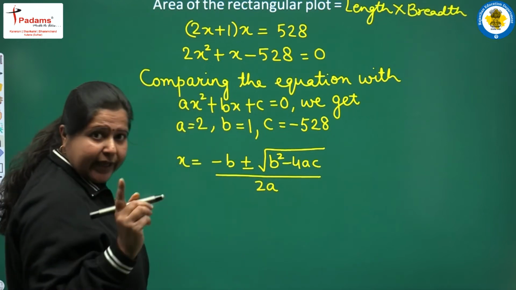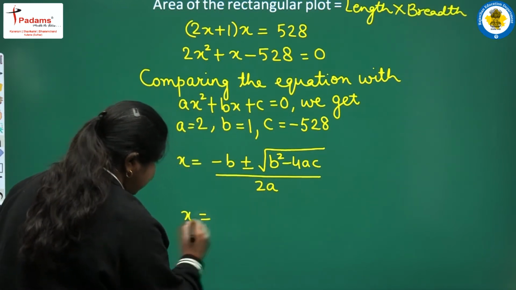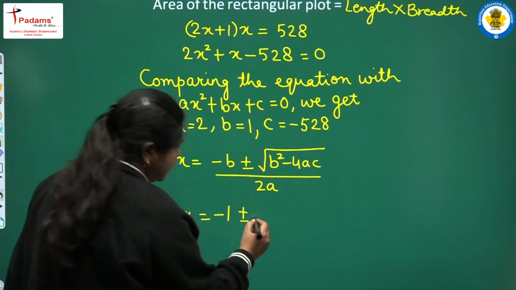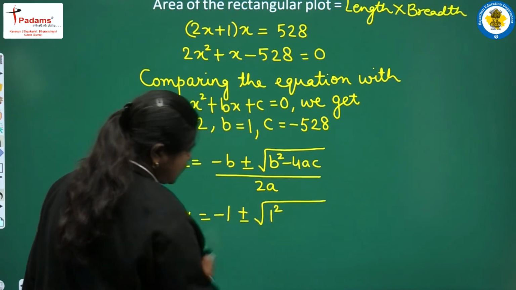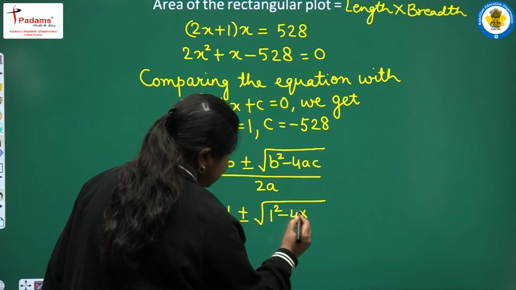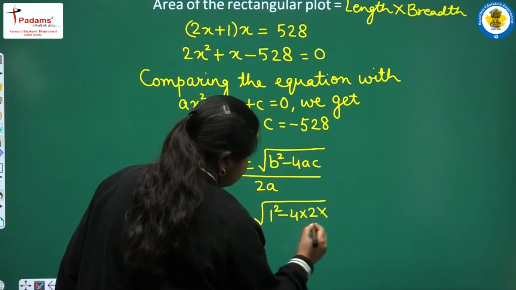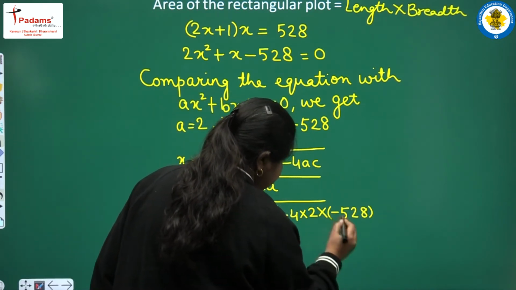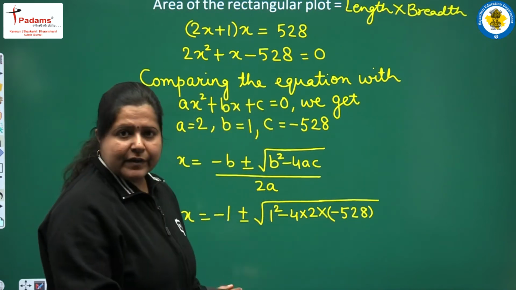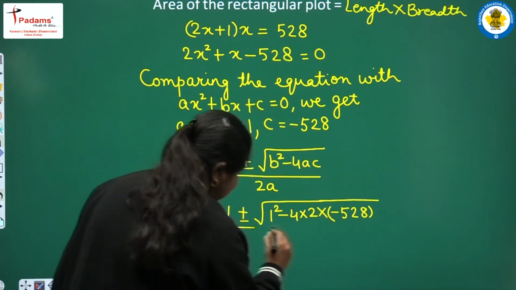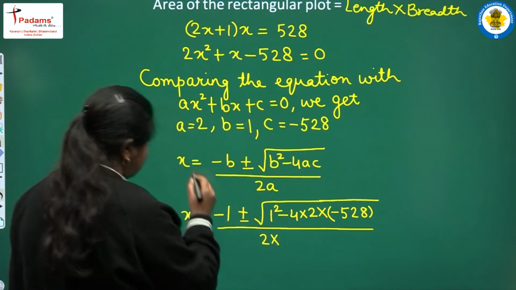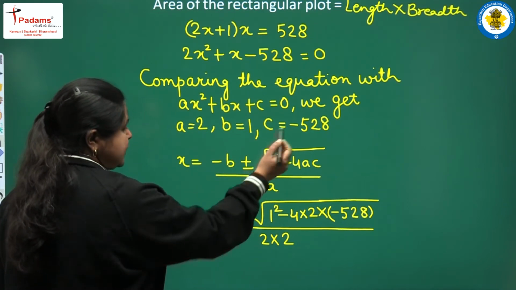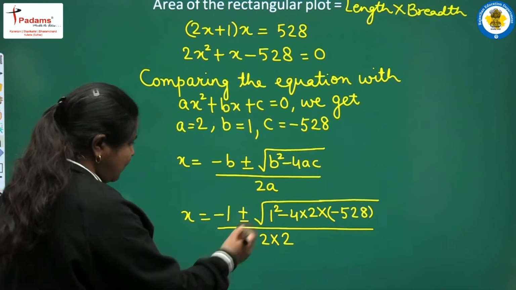I assume this has been remembered well. Next, x will be equal to minus b. So, it is minus 1 plus minus. In place of b we have put 1 here. Under root b square. b is 1. So, 1 square minus 4 into a. a is 2. So, here we will have 2. Then into c. c is minus 528. Since it is negative value, so we will place it inside a bracket. Next, in the denominator we have 2 into a and what is a? It is 2. So see, we have put the values of a, b and c in this expression and we are getting this. Now we will have to solve all this.